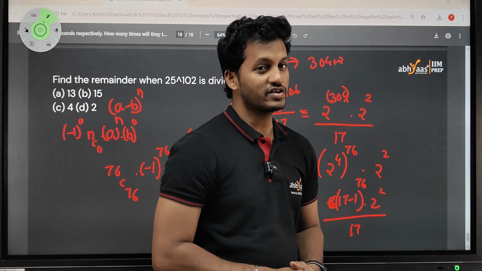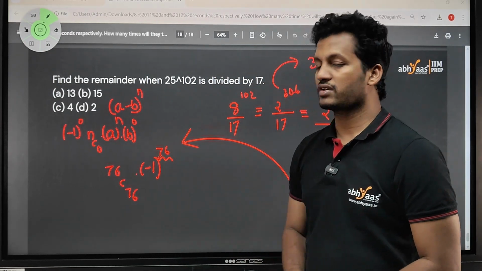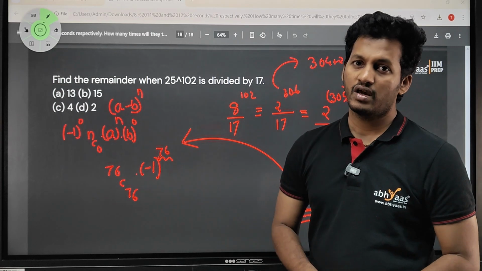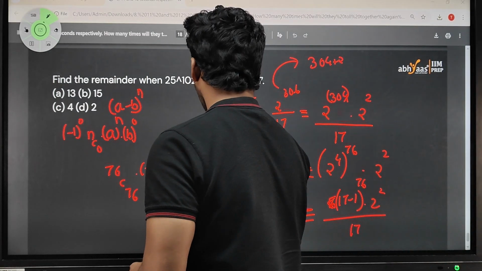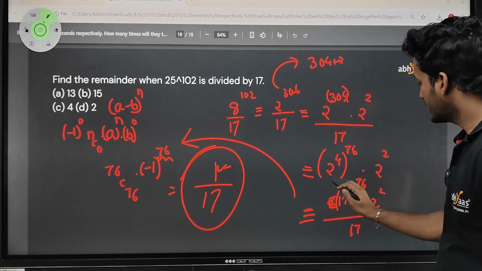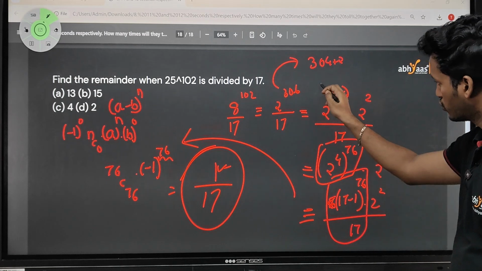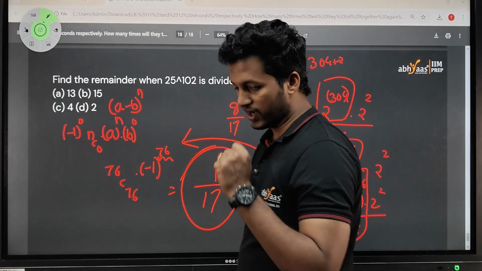Exactly, the value will be 1 only, because minus 1 has an even power here. If there is an even power, minus 1 power even will always be positive. So I'll end up with 1 by 17. That means the remainder is 1 for only this part, this 2 power 4 power 76 or 2 power 304, I'll have the value as 1.